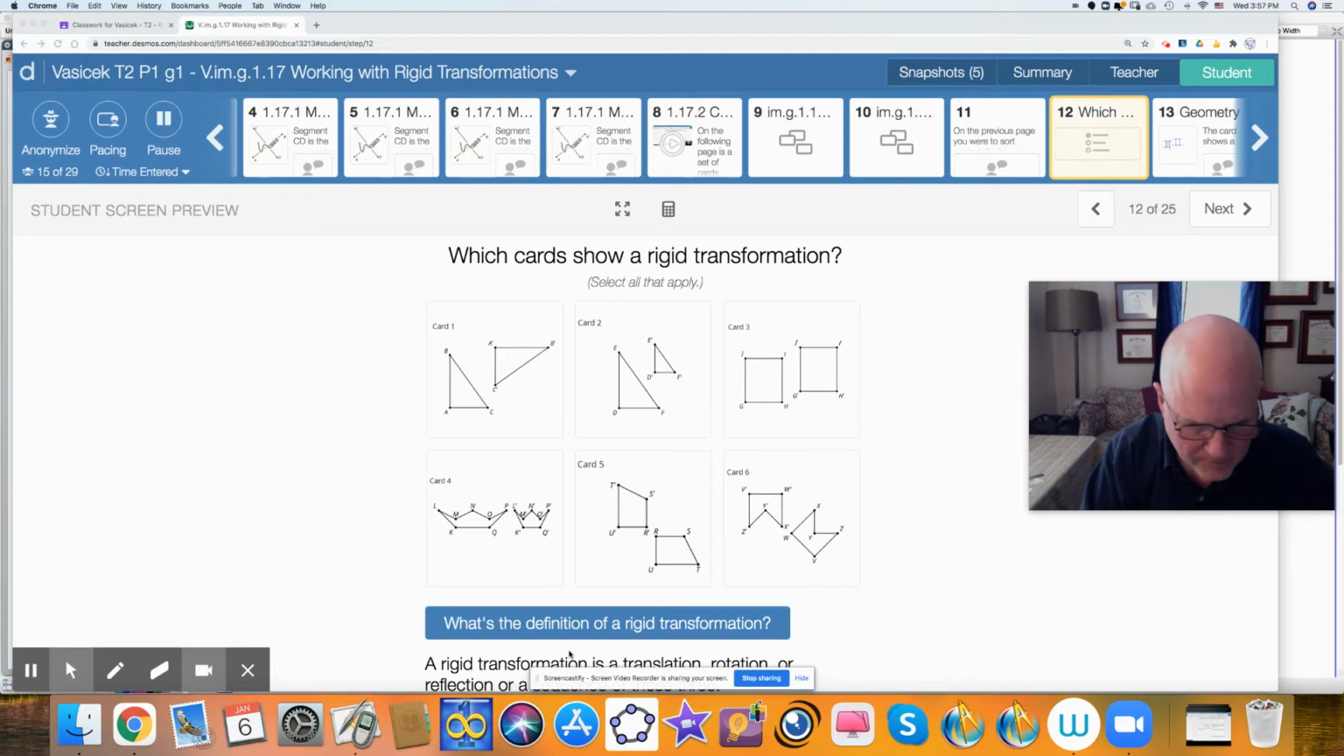Hold on just a second. Trying to get this thing to move.